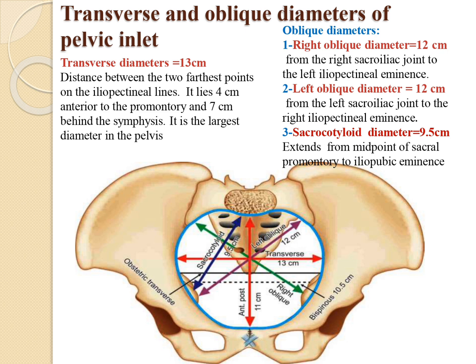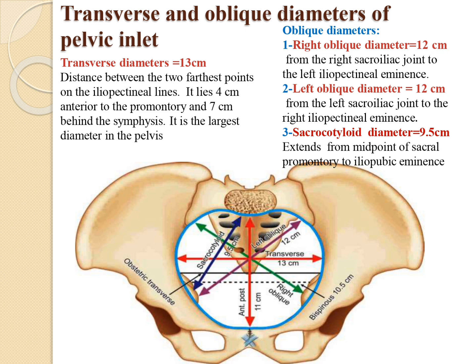This slide shows the transverse and oblique diameters of pelvic inlet along with their measurements. Transverse diameter is measured as the distance between the two farthest points on the iliopectineal line, and it is 13 cm. It lies 4 cm anterior to the sacral promontory and 7 cm behind the pubic symphysis.